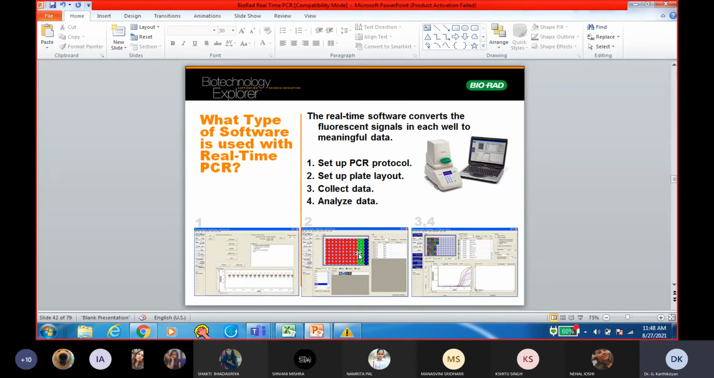As I said, SYBR Green is just one dye. There are several other dyes that are used in real-time PCR experiments. It depends on the kit. Somebody may be buying it from Bio-Rad, somebody from Thermo Fisher, somebody from some other company. Each company's kit will have a different chemistry associated with it. The dye chemistry is patented and generally very specific.